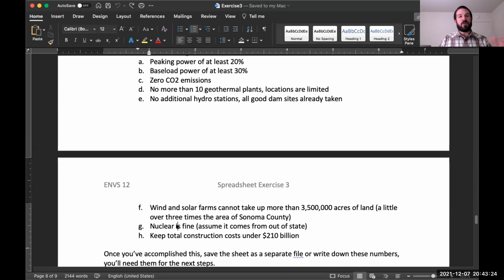In the sheet you can say, yeah, there's going to be nuclear plants, and we just assume they're from out of state. We also assume that there will be no new hydro stations. All the good dam sites are already taken, so you can't increase the number of hydro stations from the 2020 conditions. And that's generous.